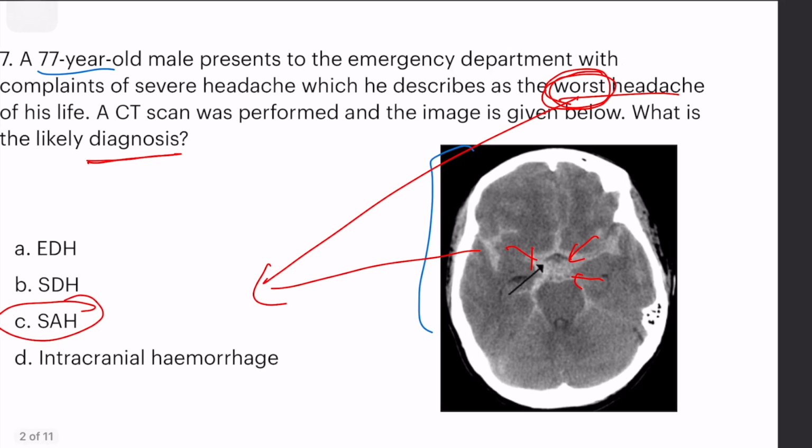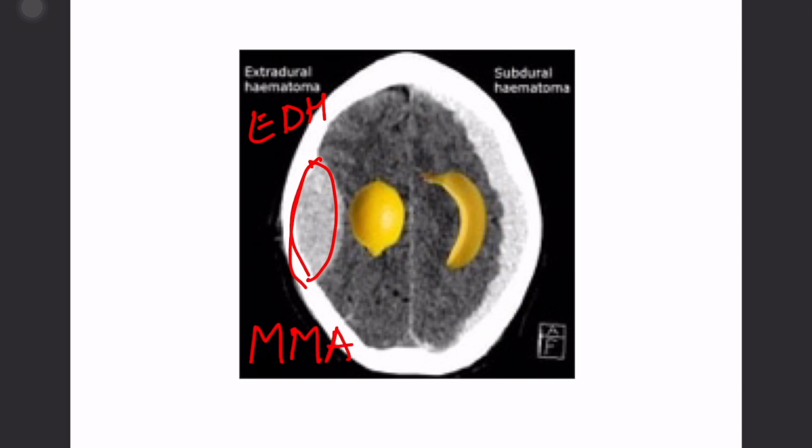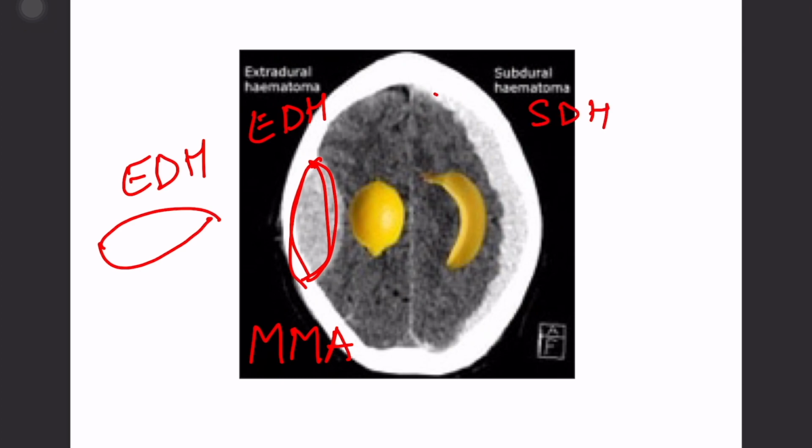And for other options, this is EDH. In EDH, the shape is biconvex, and the artery involved is the middle meningeal artery, and biconvex looks like idli. So EDH, idli. It's a way to remember. And subdural hematoma is concavo-convex in shape, and it looks like a banana.